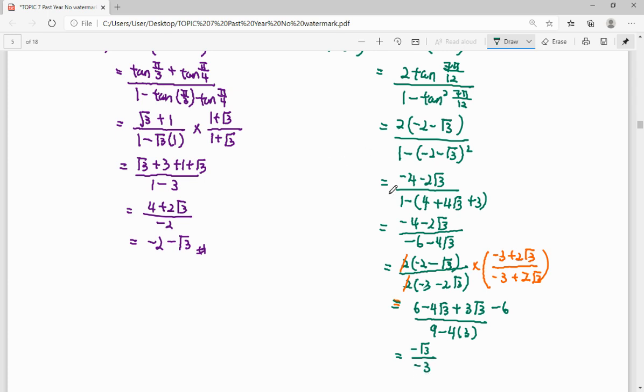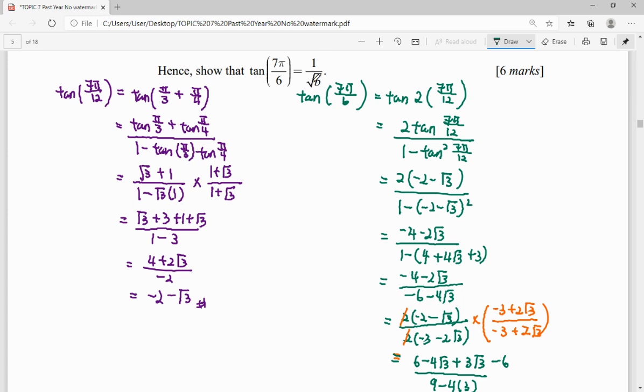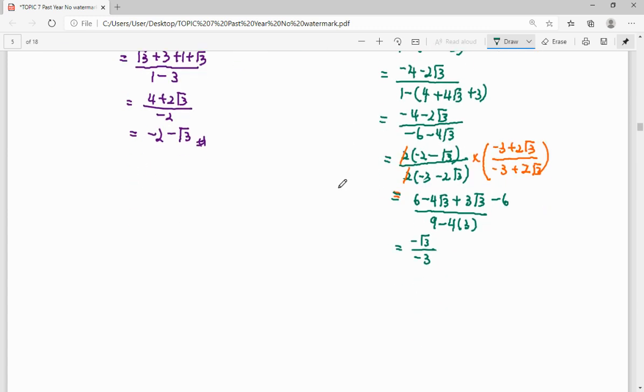So as we see, the question here wants the surd number at the denominator. So we have one more step. We times with the root 3 at the denominator. So from here we can get 3 root 3. Up here we get negative 3. When we simplify, we manage to prove it is equal to 1 over root 3.